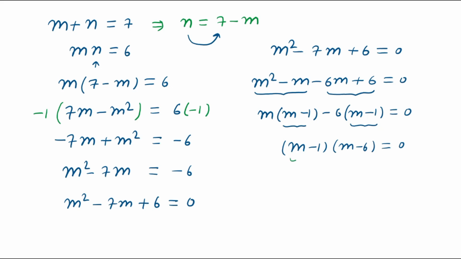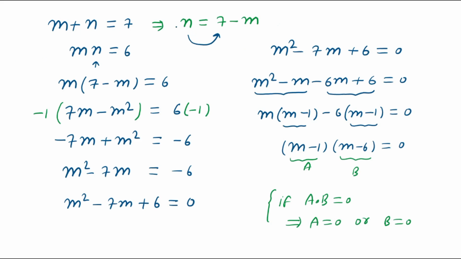Here this expression is a and this expression is b, and if we apply this rule, if a times b = 0, this implies a = 0 or b = 0. If we apply this rule here, then m - 1 = 0 or m - 6 = 0. Here the value of m is 1 and here the value of m is 6.